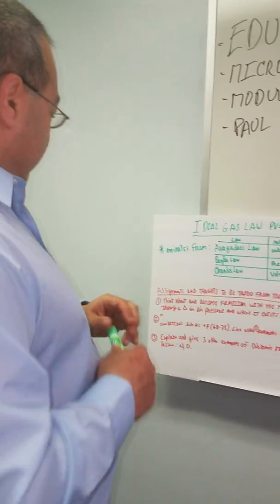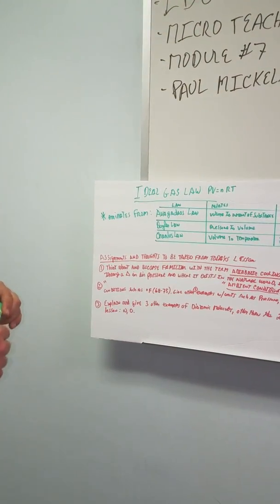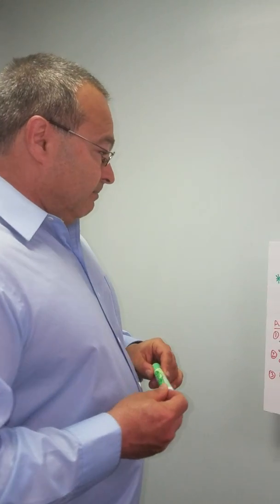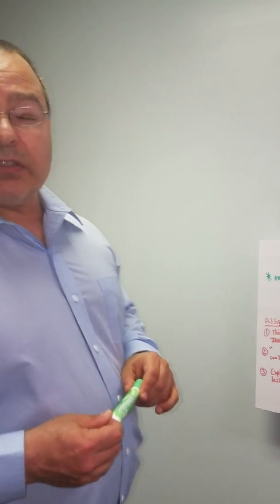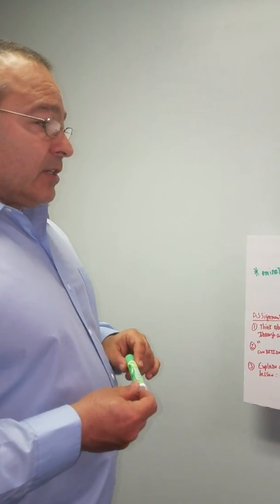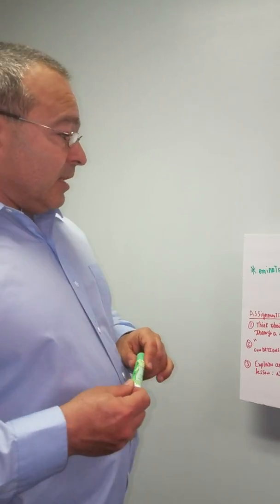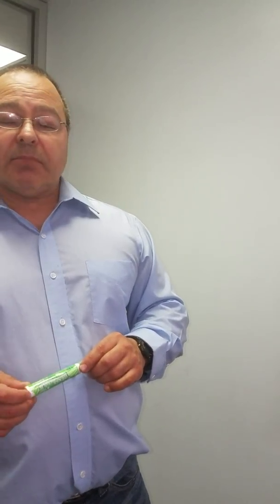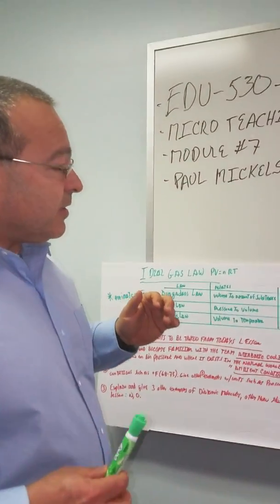And then finally, what I want you to do is give me 3 other examples of a diatomic molecule. We talked about nitrogen. We talked about oxygen. There are actually 6 other diatomic molecules that exist on the periodic table, and I'd like you to do a search on diatomic molecules and at least give me 3 other examples of diatomic molecules. So that's my lesson for this particular occasion.